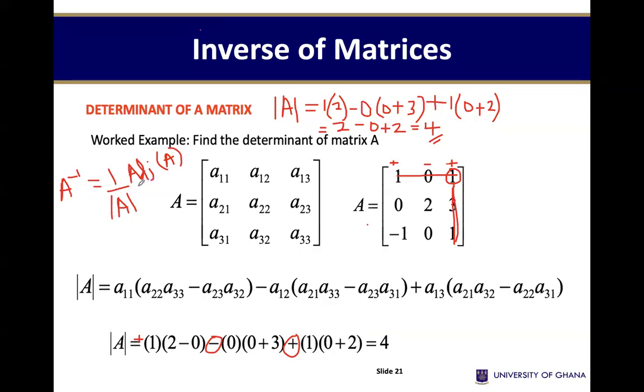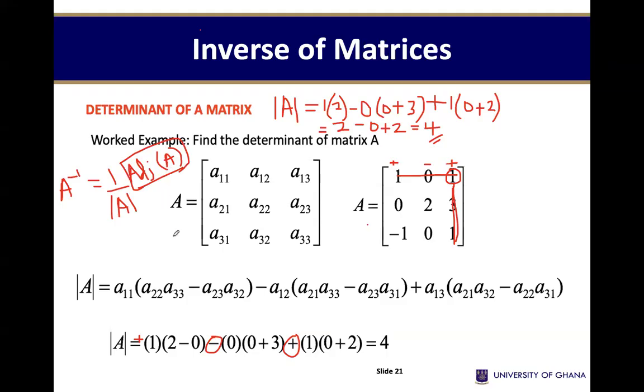Now, for us to be able to go to the adjoint of A, which is this part, we need to first establish that the determinant is not 0. Because if the determinant is 0, then we're going to have 1 over 0, which is undefined, and that will not work for us here. So our main thing is to first check whether our determinant is not 0. If the determinant is 0, then we conclude that the inverse of the matrix does not exist. That's the first thing we need to look at. All right, so now we are going to look at the adjoint of A.